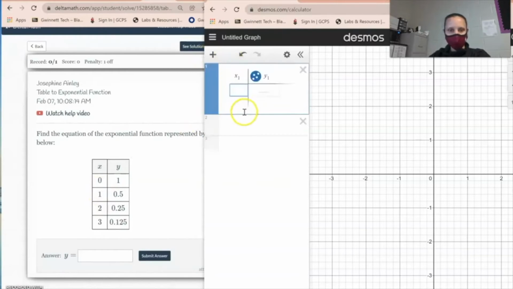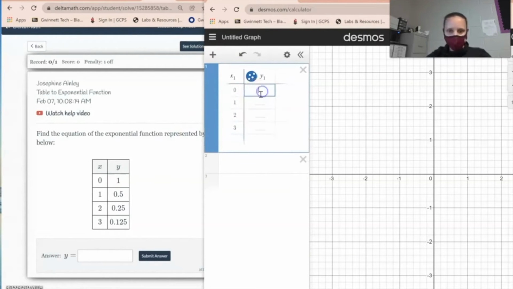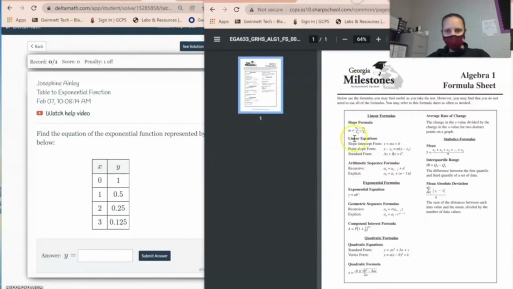So your plus sign, insert the table, literally type it in: 0, 1, 2, and 3. Type in the y values: 1, 0.5, 0.25, and 0.125. And we just use this same formula right here, y equals ab^x for exponential.